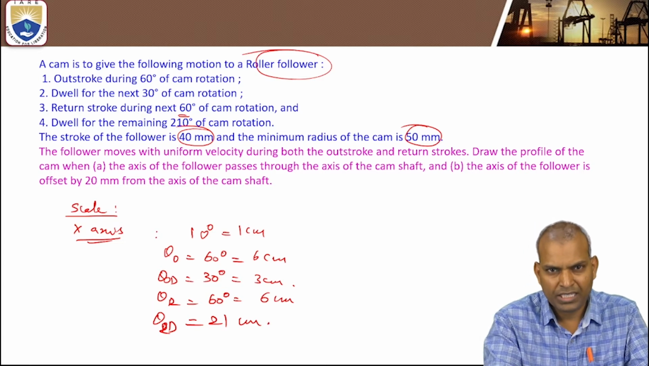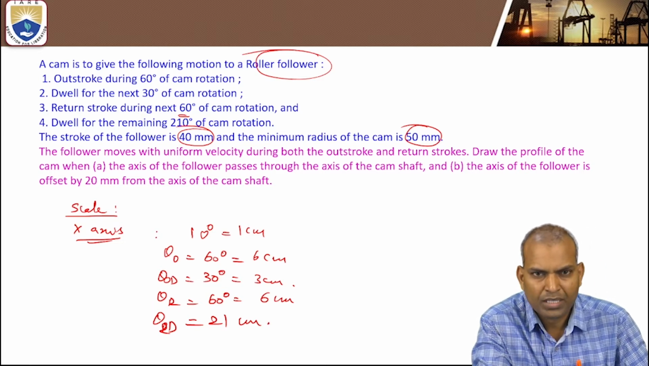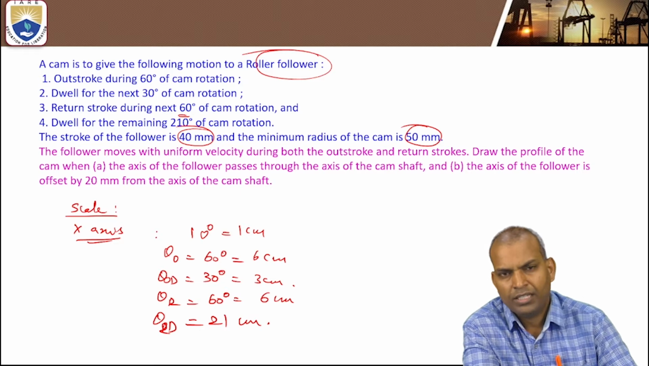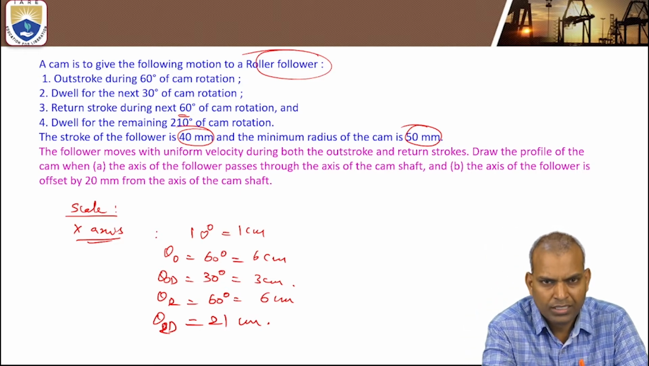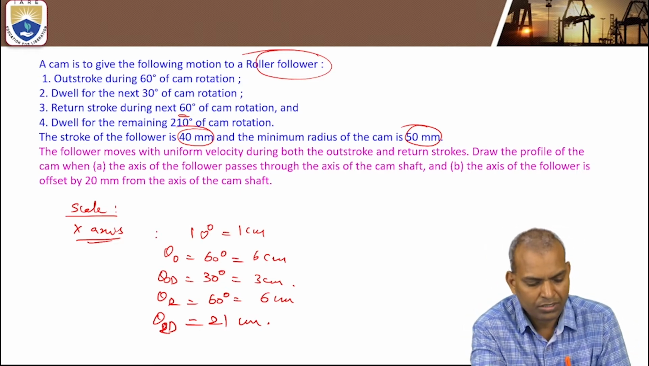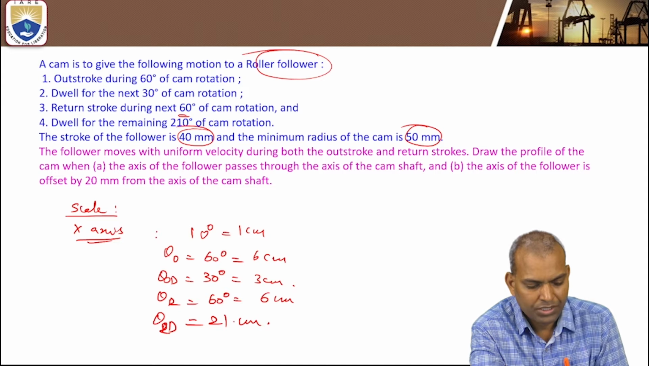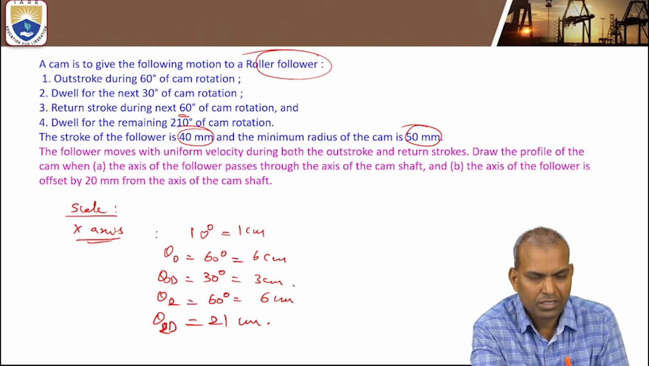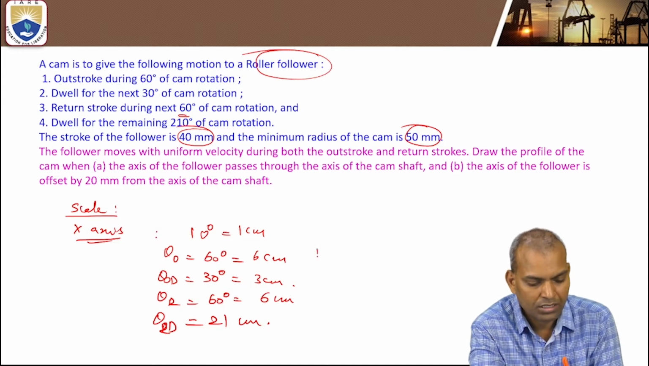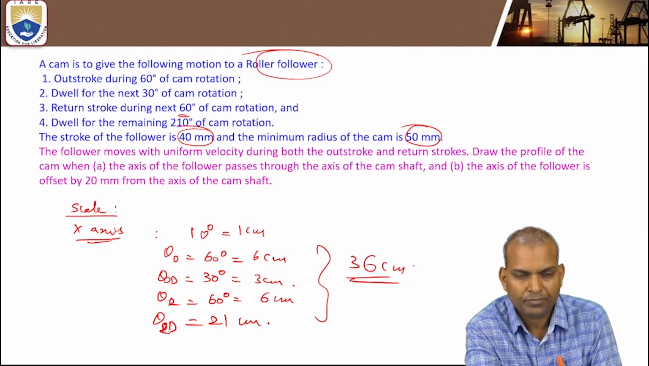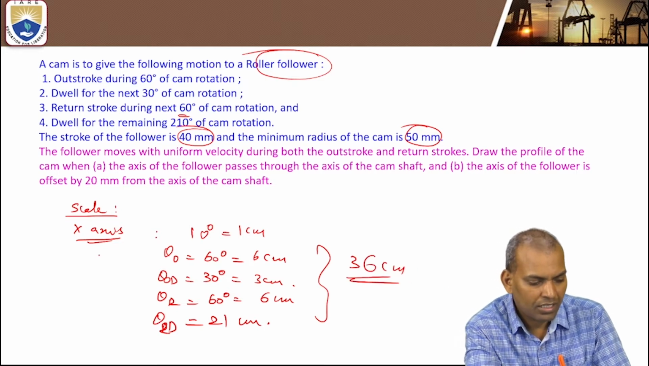So each 10 degrees is 1 centimeter. So dwell during return is 210 degrees, that is 21 centimeters. So the length of the x-axis is total 21 plus 6, 27 plus 3, 30, 36. These are the 36 centimeters. You have to draw a line, that is the x-axis.